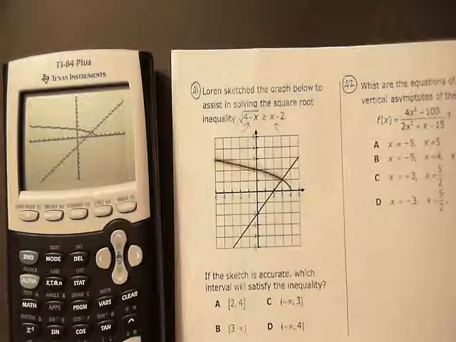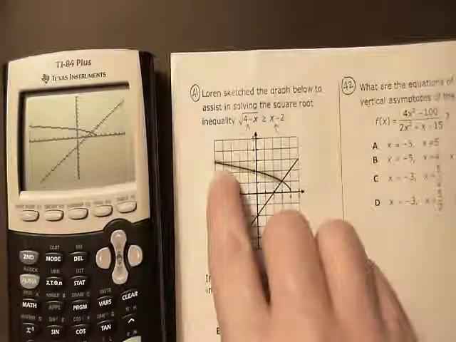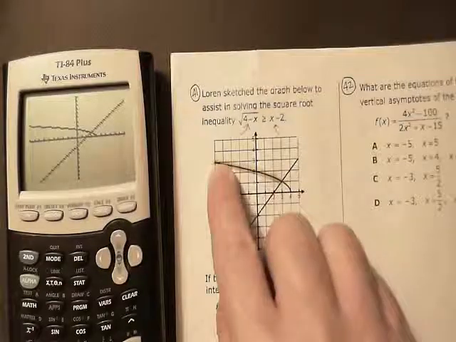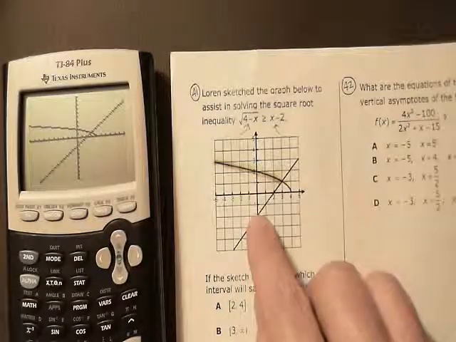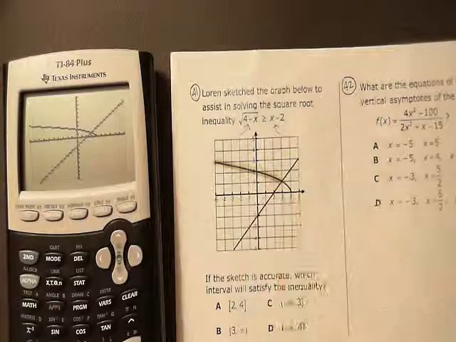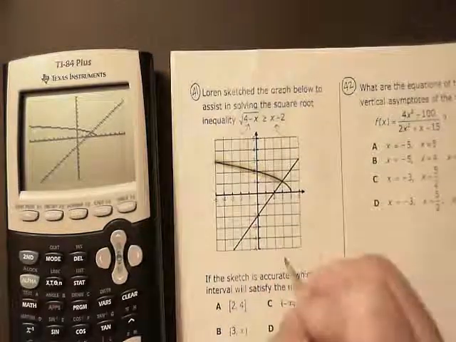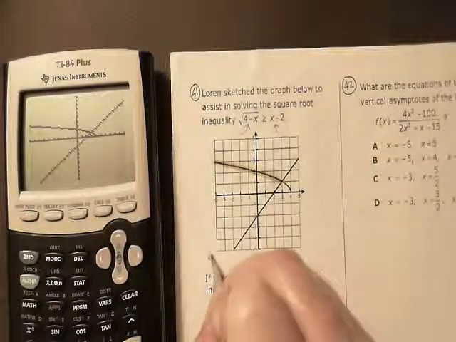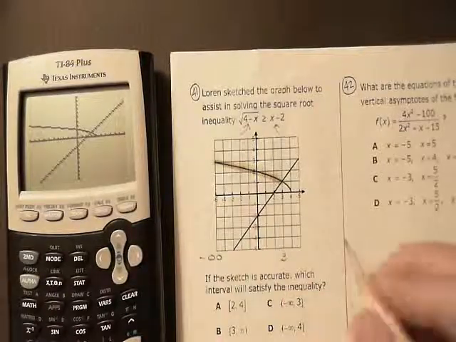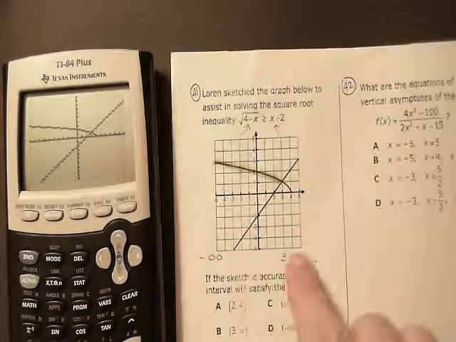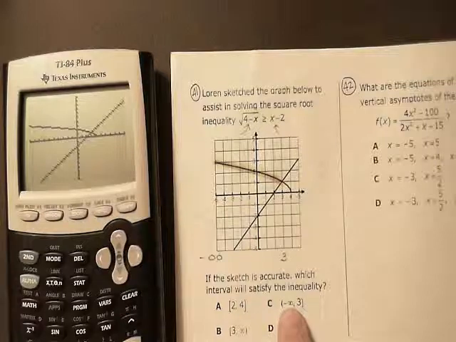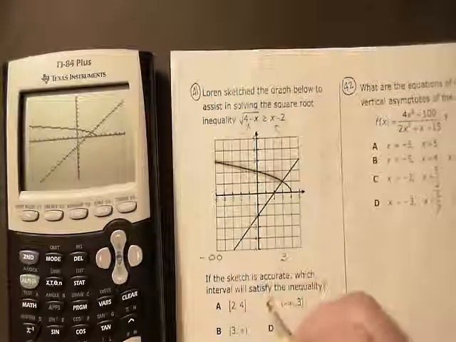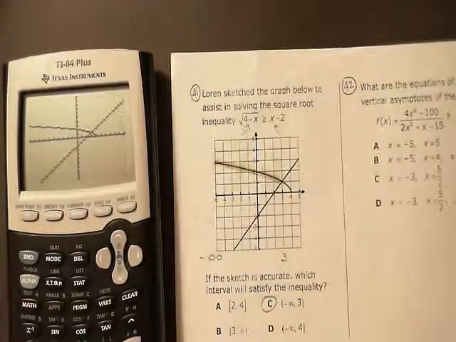Alright. So basically, from here down, that's where the graph is higher than the x minus 2. So if you notice, this interval starts at 3 and goes to negative infinity. Okay. So do we have that in my multiple choice? Yes, we do. Negative infinity to 3. So the answer is letter C.